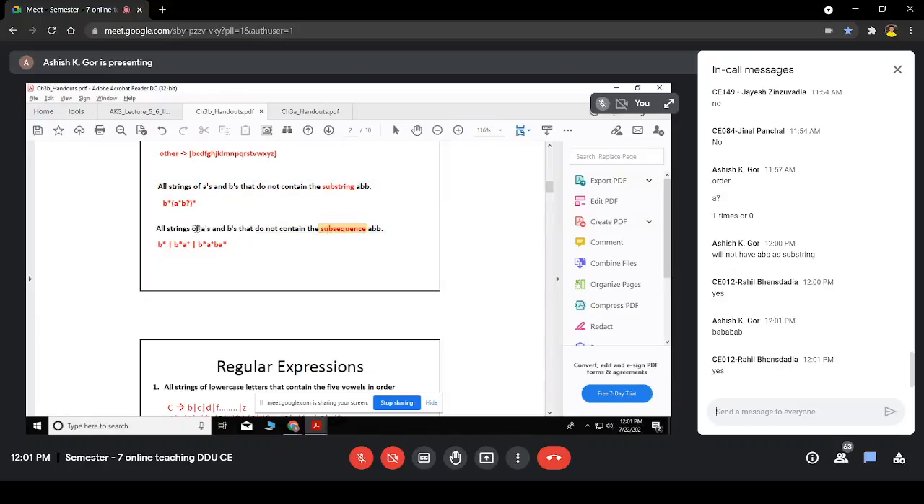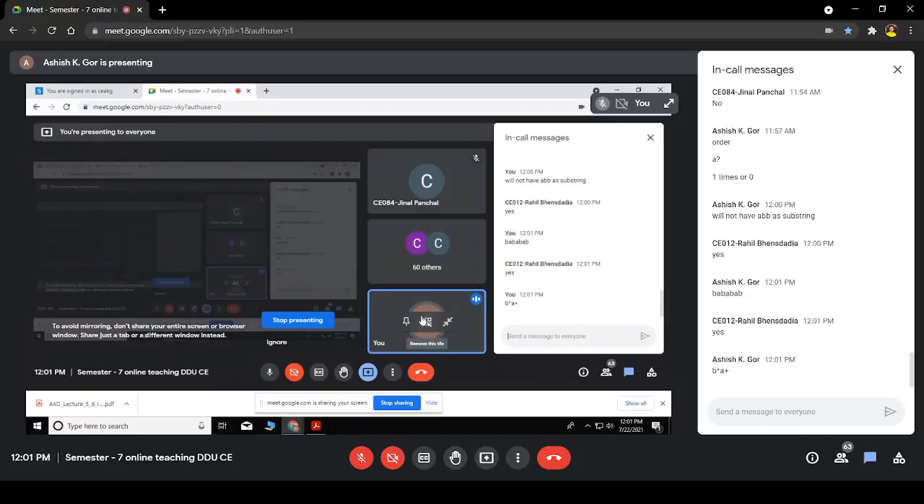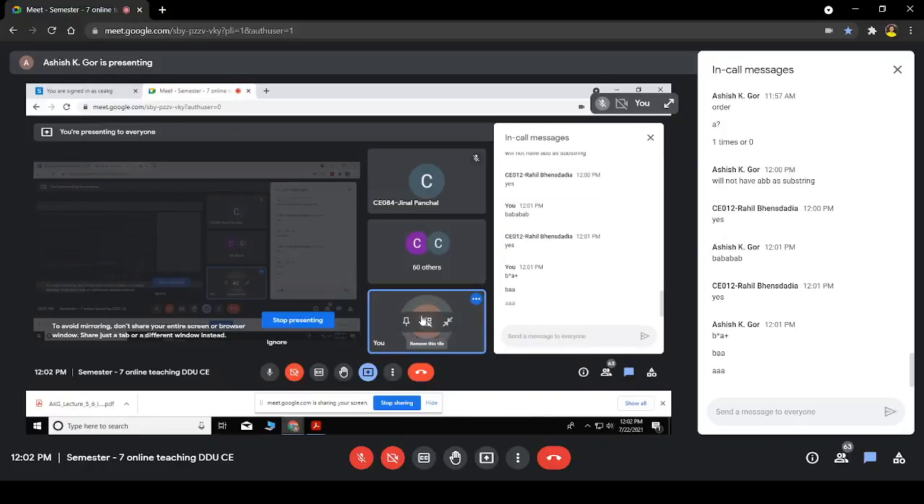So what I can do, there are three options. If you have just a string of null or B's, there won't be any subsequence ABB because it's just 0 or more times B. Then B followed by at least one A. So if it is B star followed by A plus, at least one A, here the strings will be BAA or AAA like that. There will not be any subsequence like ABB because after A there is no B.